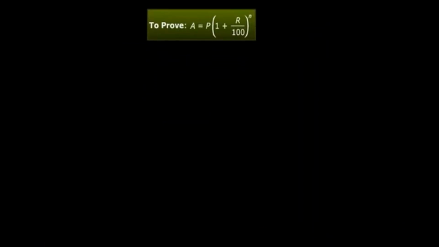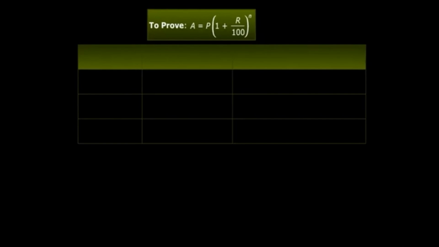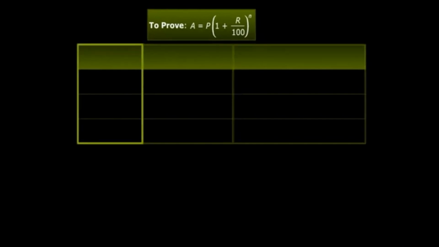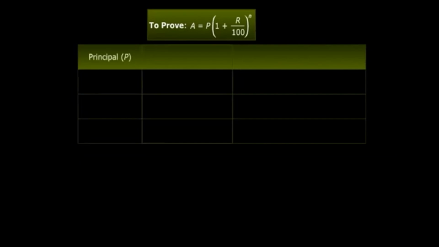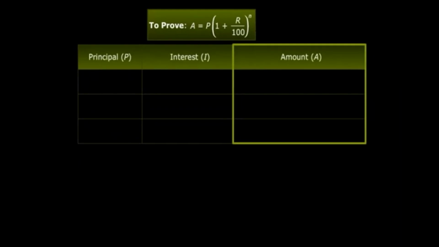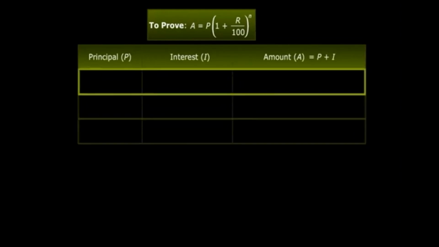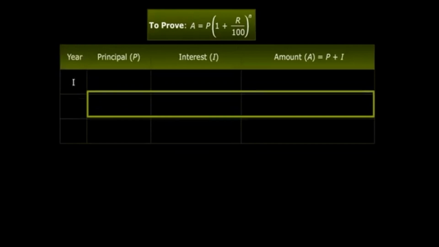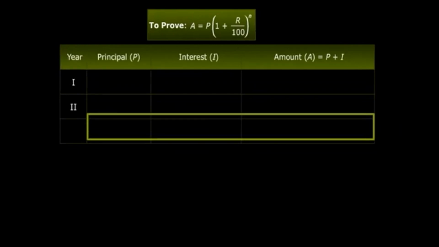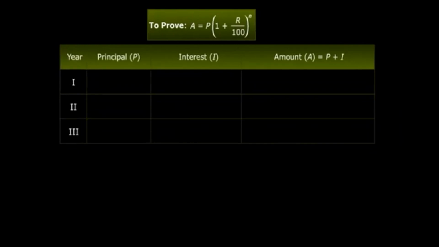Now we can prove this formula using the concept of simple interest. For this, first of all, let me draw a table. Do you see these three columns? This column is for the principal, this column is for interest, and this column is for the amount. And what is amount? Nothing but principal plus interest. Now look at the three rows. This row is for the first year, this row is for the second year, and this row is for the third year.